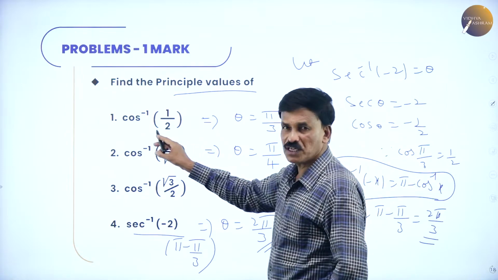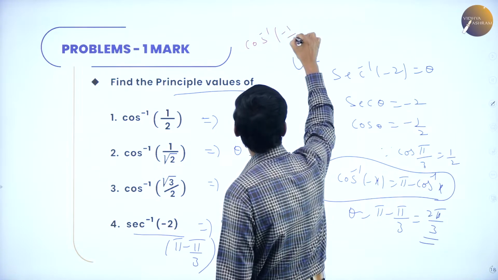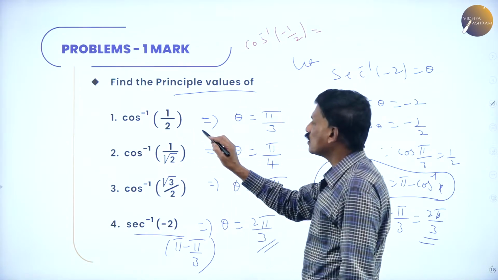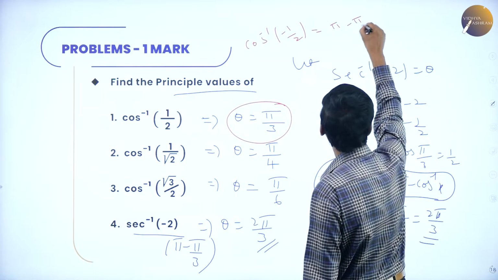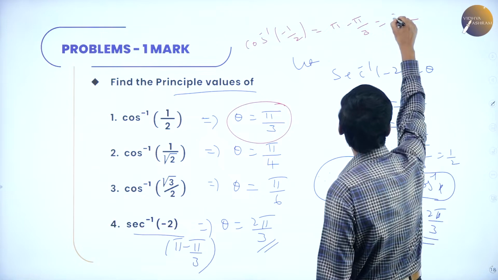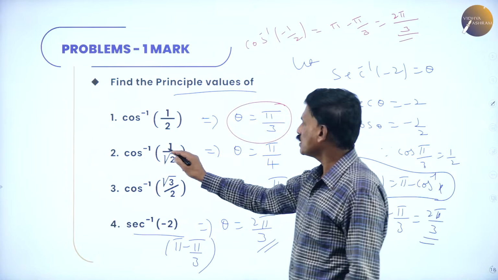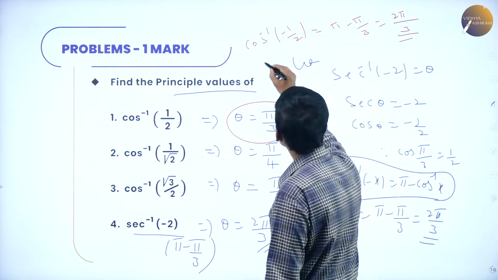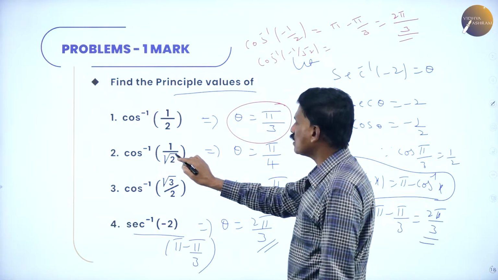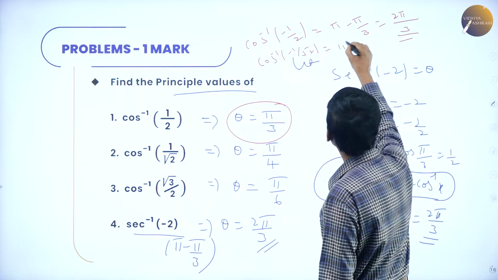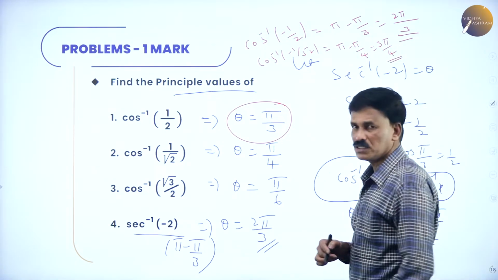Suppose in the examination they ask directly cos inverse of minus 1 by 2. What is the value of cos inverse of plus 1 by 2? Pi by 3. For negative, we write pi minus pi by 3, that is nothing but 2 pi by 3. Even for cos inverse of minus 1 by root 2, we take cos inverse of plus 1 by root 2, which is pi by 4. Pi minus pi by 4 is equal to 3 pi by 4. Now you have got an idea.